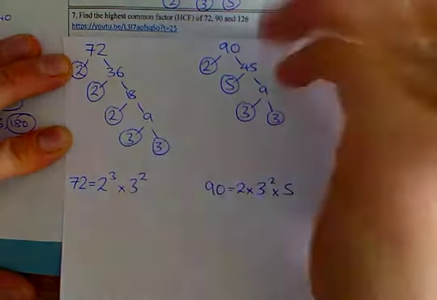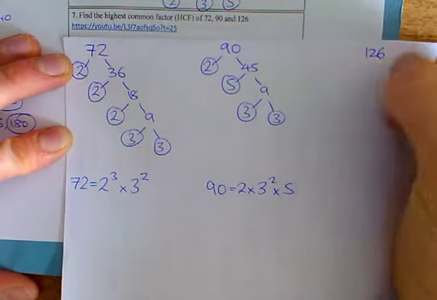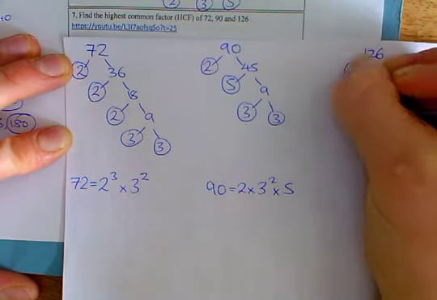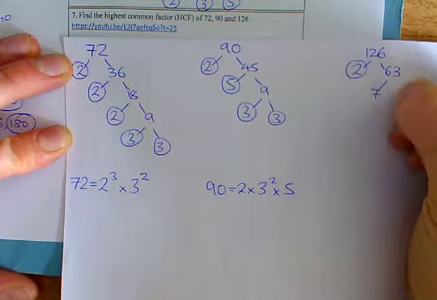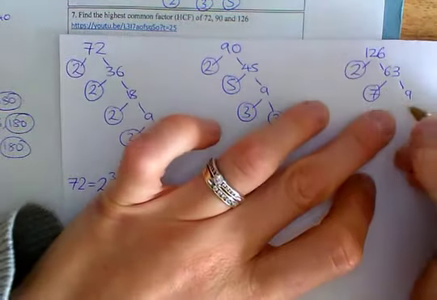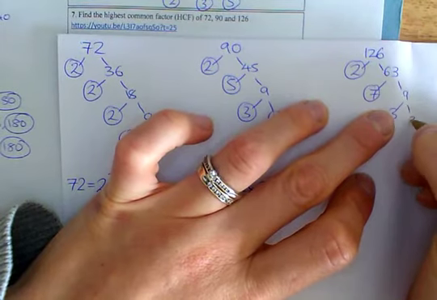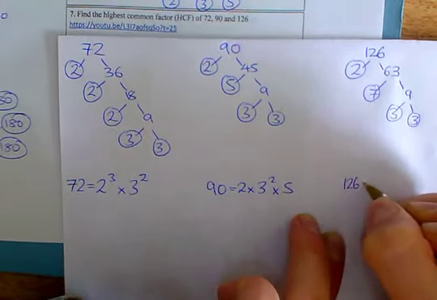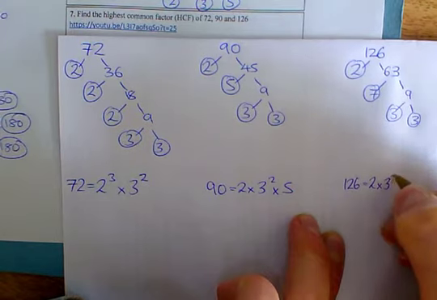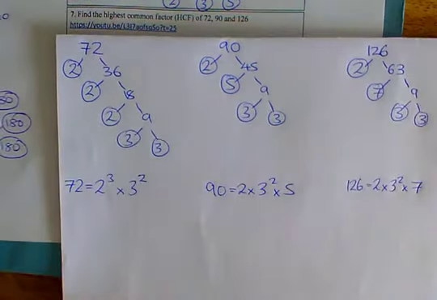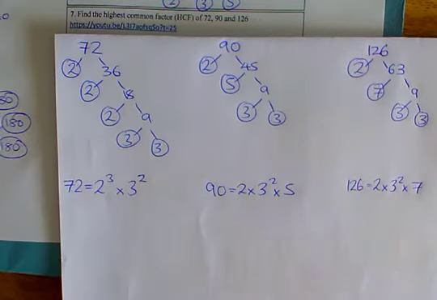And the last one we need to do is 126, which can break down into 2 and 63. 63 can break down into 7 times 9, and 9 can break down into 3 times 3. So 126 is equal to 2 times 3 squared times 7. So I'm now going to use these and put that into a Venn diagram.